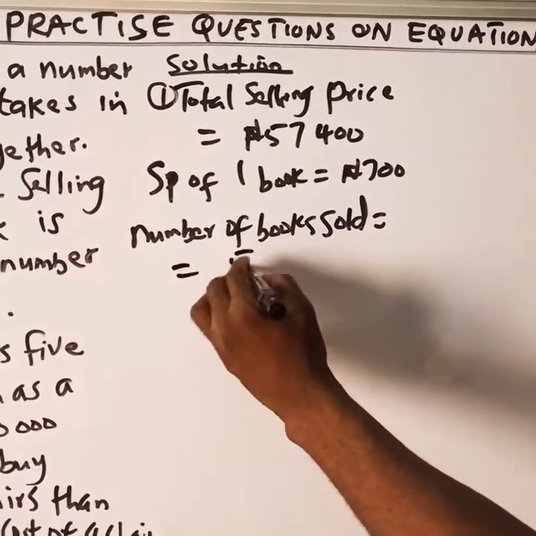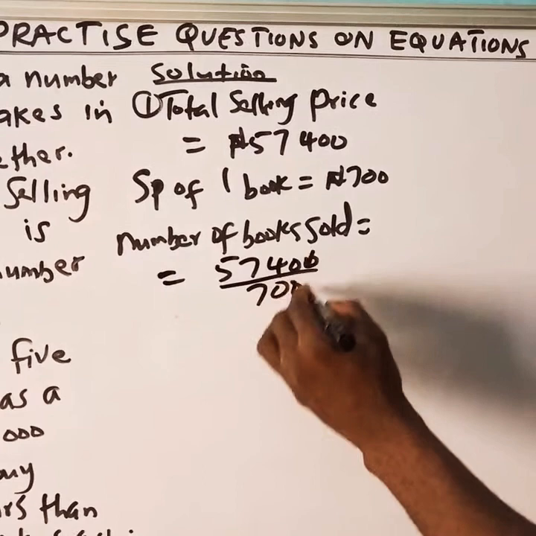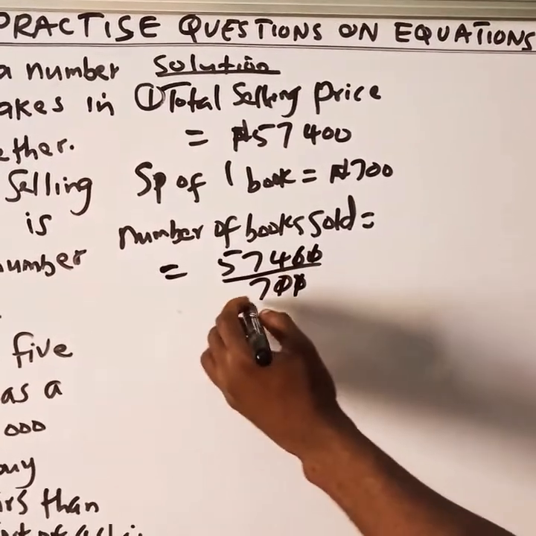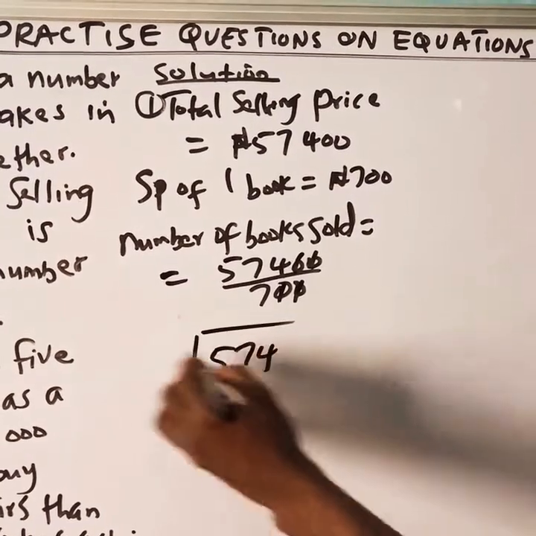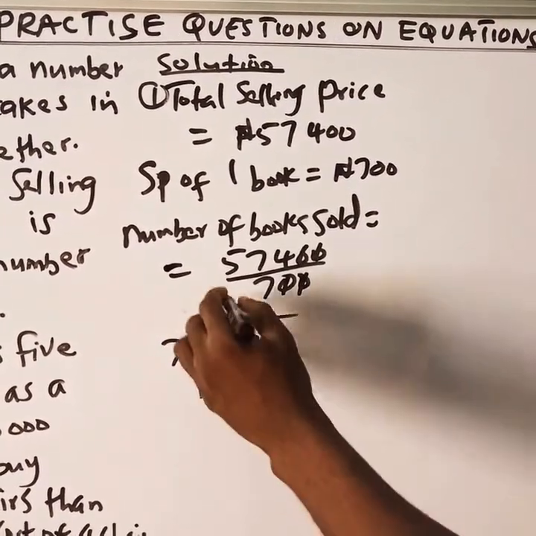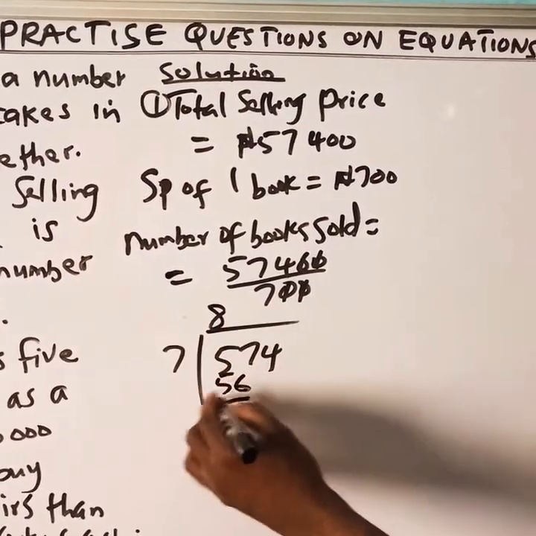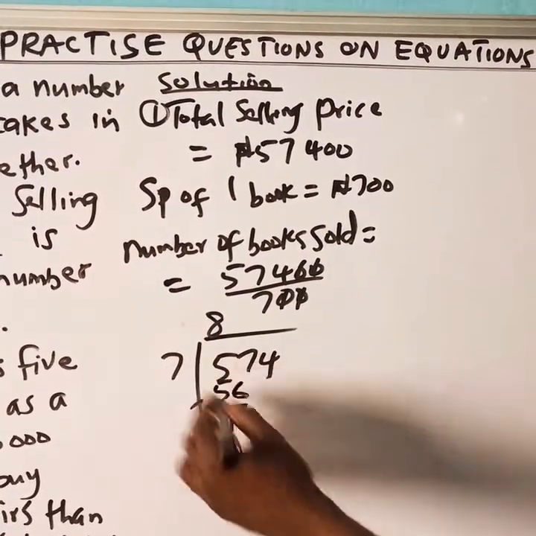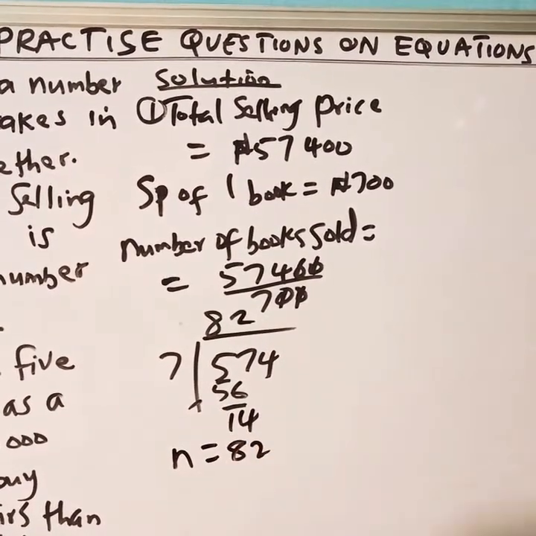That is 57,400 divided by 700. 0 divides 0, 0 divides 0. So we can go to long division if you like. 7 in 57, 7 times 8 is 56. Subtract that, 104. 7 in 14 is 2. So we have 82 books.